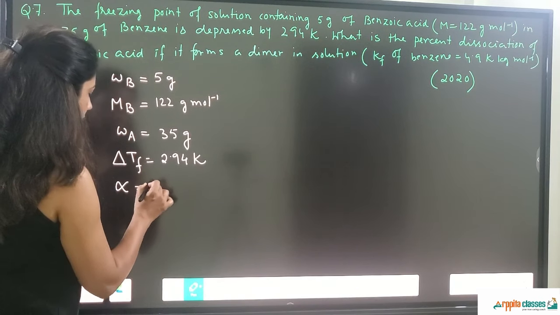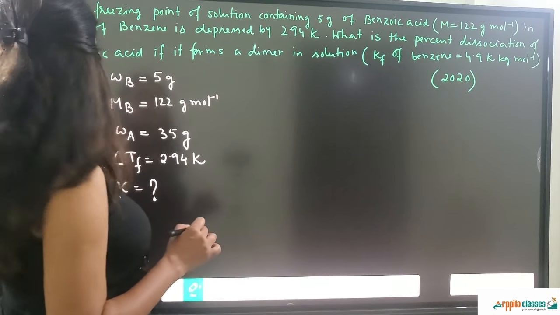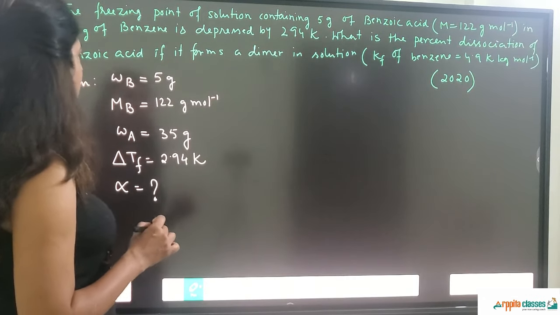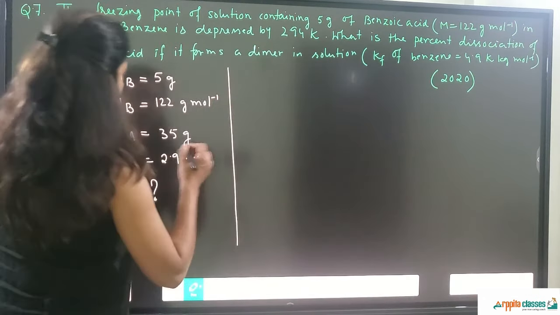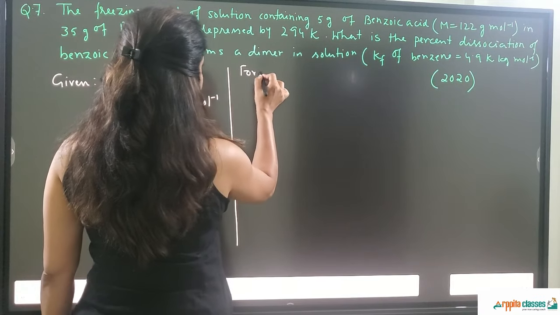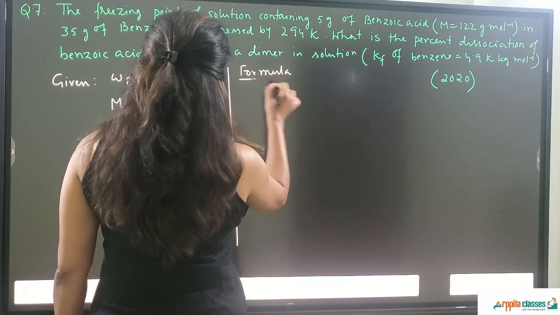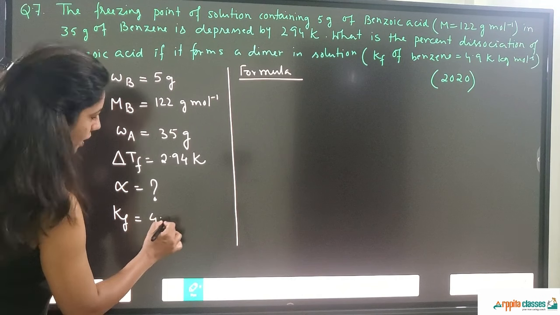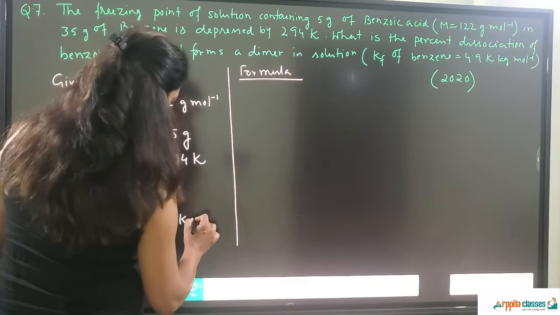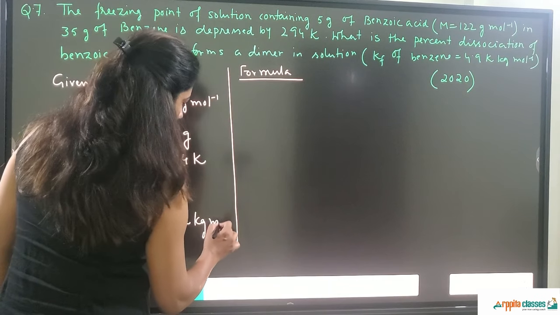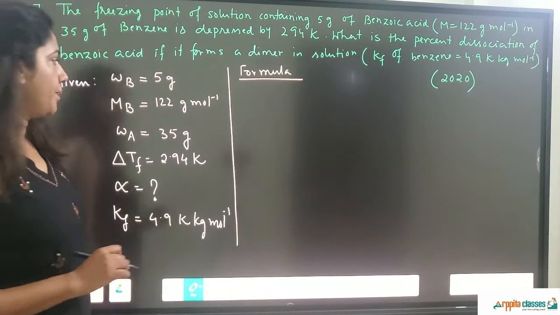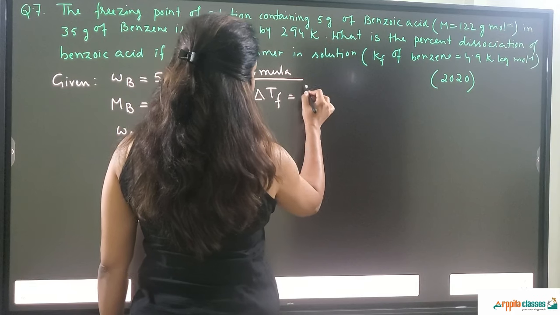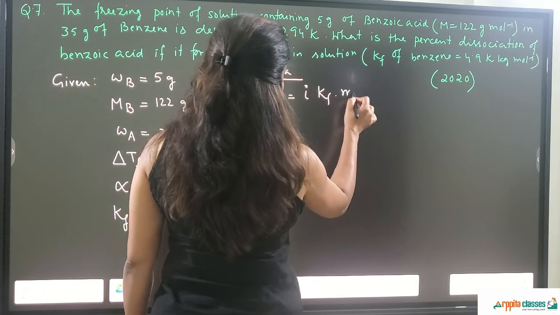That means we have to find out alpha, the percent dissociation of benzoic acid if it forms a dimer in the solution. So first of all, I'll use the formula. The value of Kf is also given. Kf is equal to 4.9 Kelvin kg per mole. The question has come in 2020. So the formula is delta Tf is equal to i into Kf into molality.